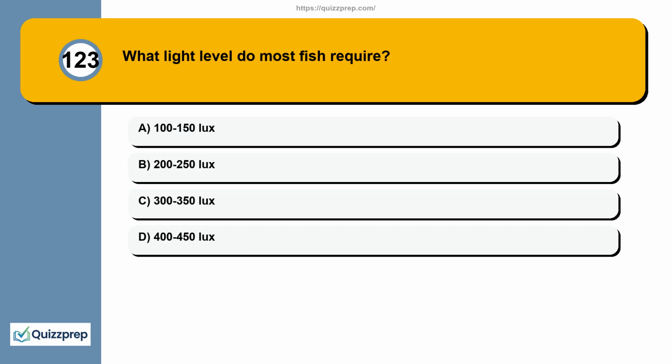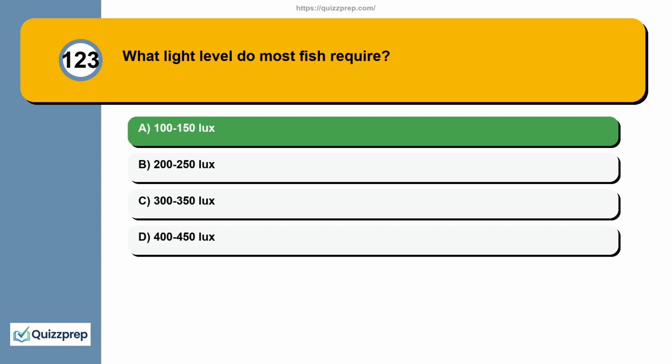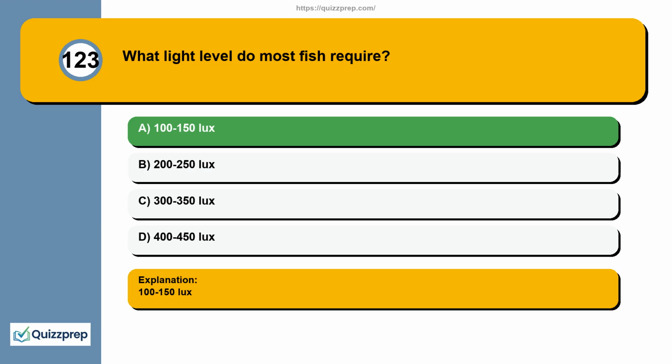Question 123. What light level do most fish require? Option A, 100 to 150 lux. Option B, 200 to 250 lux. Option C, 300 to 350 lux. Option D, 400 to 450 lux. The correct answer is option A, 100 to 150 lux.